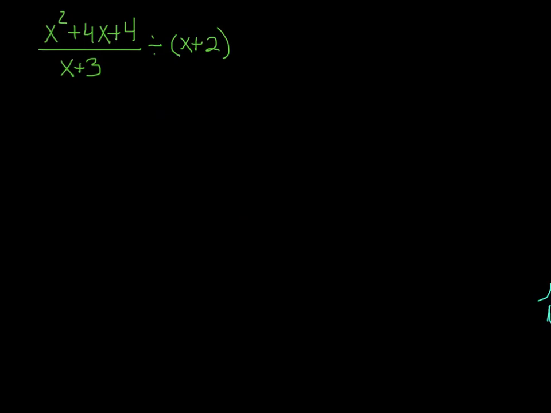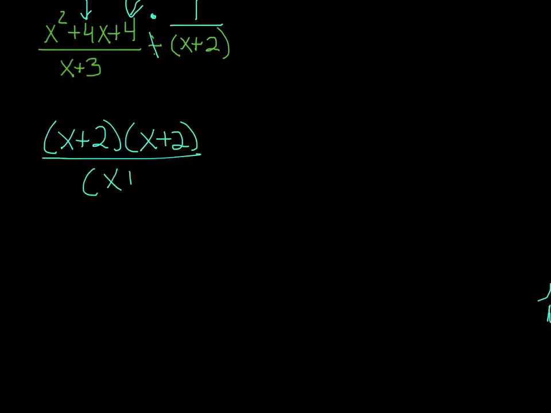Okay, here's a division example. x squared plus 4x plus 4 divided by x plus 3, and then all divided by x plus 2. So I'm going to take this second part, turn this division into a times, and flip this. The reciprocal of x plus 2 would be 1 over x plus 2. That's kind of messy, so let's clean it up and let's factor it while we're doing that. Factors of 4 that add to 4 would be 2 and 2, x plus 2, x plus 2. And then we have x plus 3 on the bottom. We're multiplying by 1 over x plus 2.